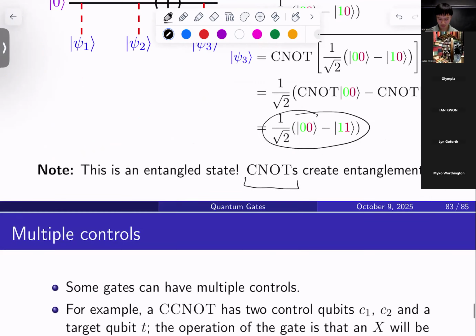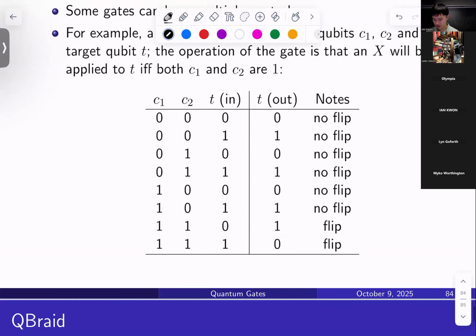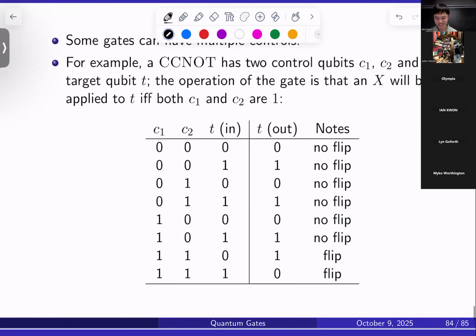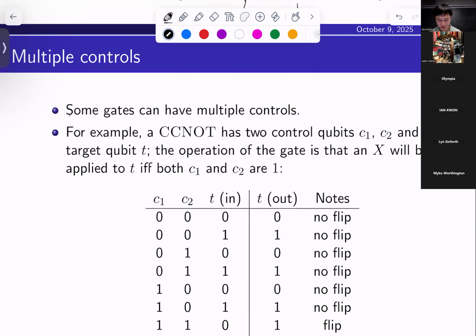Okay. So just about done with the slides. I know it went a bit longer than expected. I hope that's okay with you guys. But one final thing that will be relevant for the workshop is that you can have multiple controls. So this will be notated as multiple black circles with your gate on the bottom.